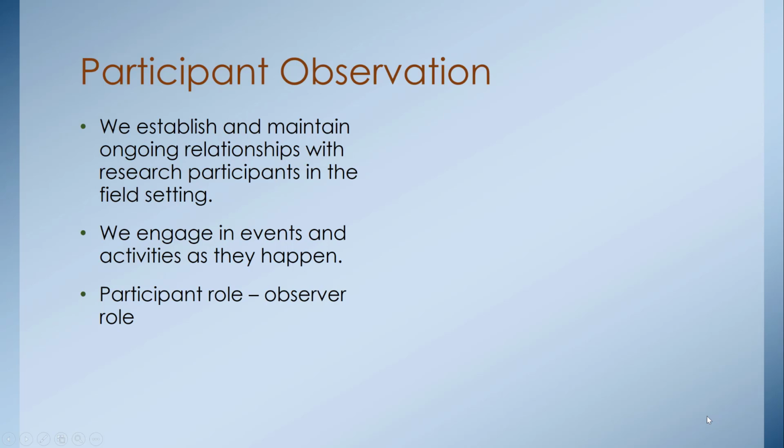Within participant observation, we establish and maintain ongoing relationships with the research participants in the field setting. So we're actually going to develop these relationships. Rapport is important. And as you can see, as a researcher, your bias, the subjectivity of who you are, is going to become involved in this. We engage in the events and the activities as they happen, the ones that we're observing. So we have a participant role and an observer role, and we have to balance that. And it's not easy to do.